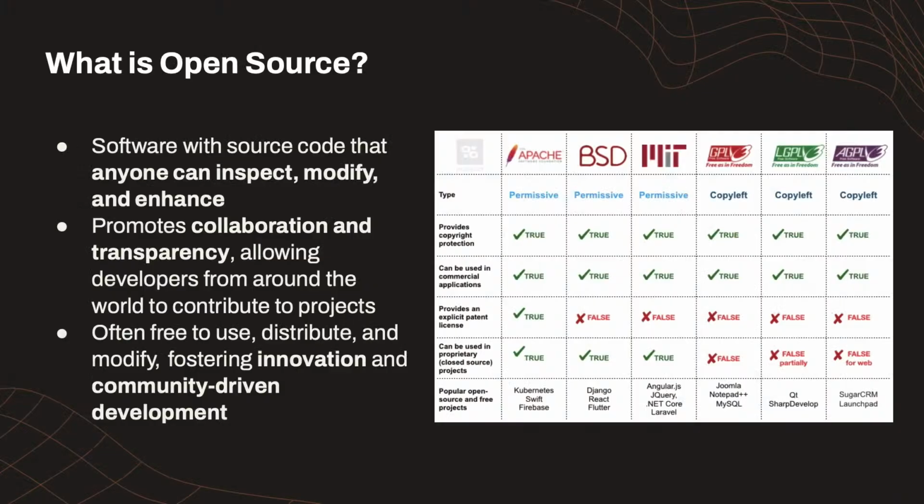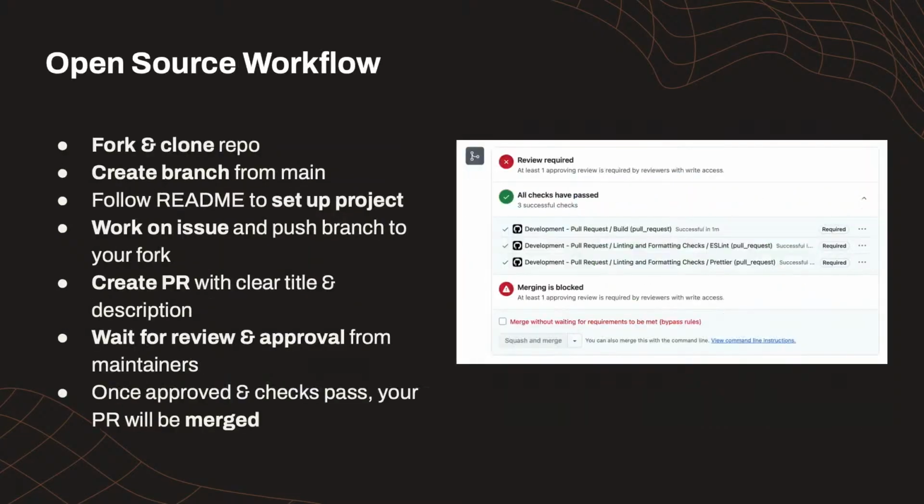So also the open source team. Since it's quite correlated to GitHub, I thought I'd mention it. Open source is basically any software whose source code anyone can inspect, modify, and enhance. It promotes collaboration and transparency, allowing developers from around the world to collaborate on cool projects. There's a bunch of different licenses for it. Generally there are the permissive or the copyleft ones. The main difference is that with permissive you can use it for closed source projects. But basically these open source projects promote innovation and community-driven development.